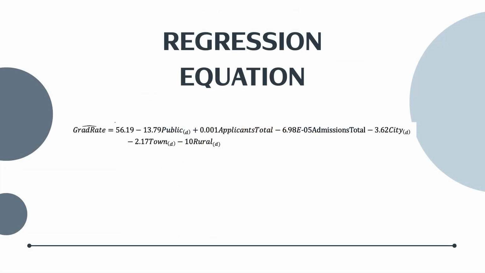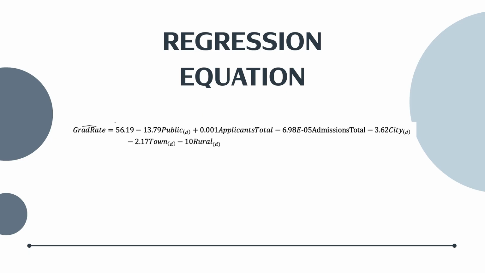This slide shows the regression equation used to model graduation rates. The dependent variable here is grad rate, which represents the average graduation rate of an institution. Starting with the intercept 56.19, this is the baseline graduation rate when all other variables are held constant and the institution falls into the reference categories.